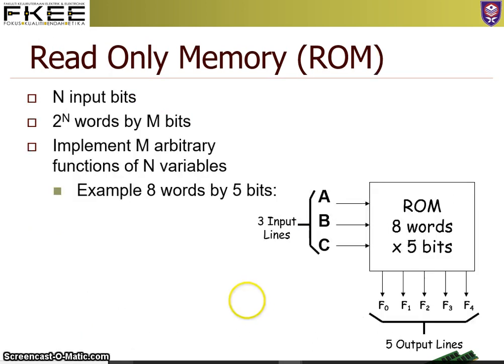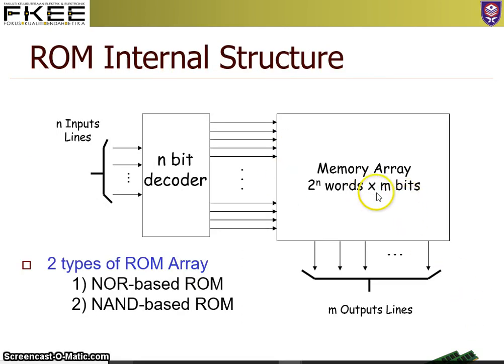This is an example of a ROM of 8 words by 5 bits. 8 words means that you need 3 input lines to address all the 8 locations, and you have 5 bits at the output. In general, it is 2 to the power of n words by m bits, so you need m outputs, m bits, and for 2 to the power of n words, you need an n-bit decoder. The decoder is to reduce the number of lines needed to address all the memory locations.